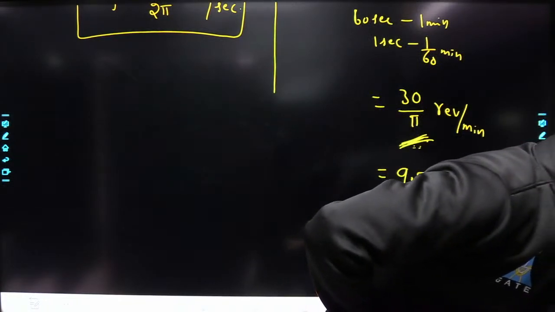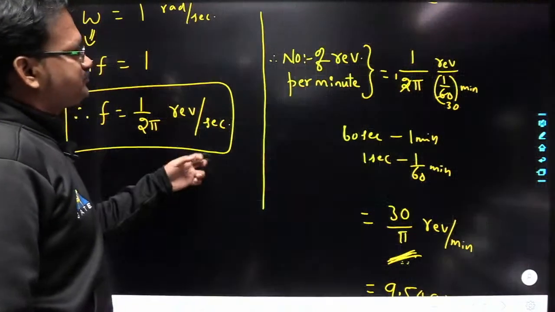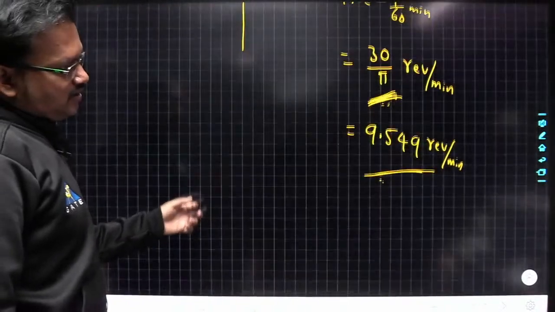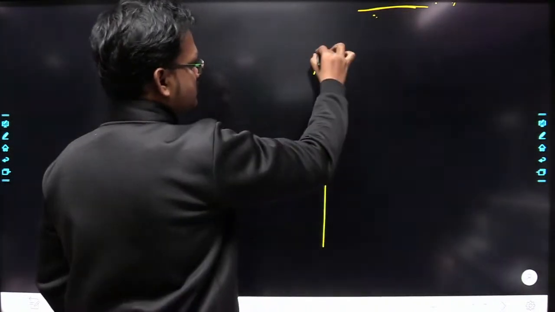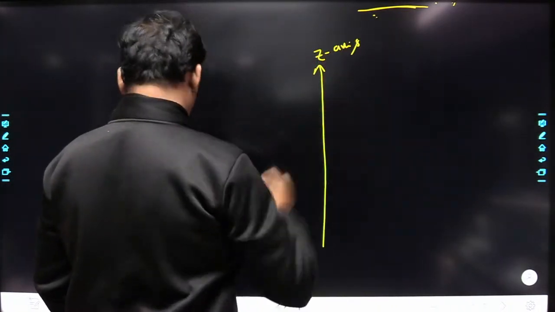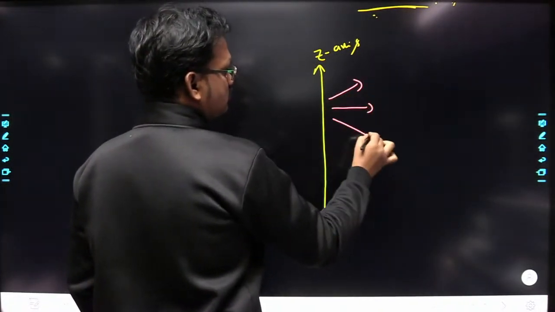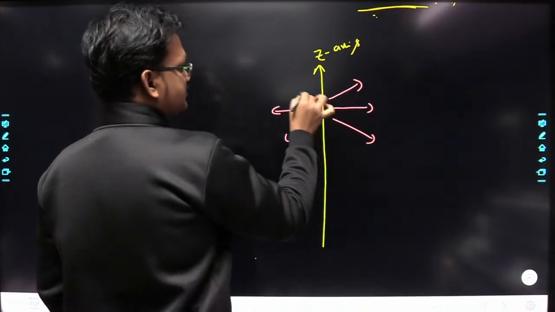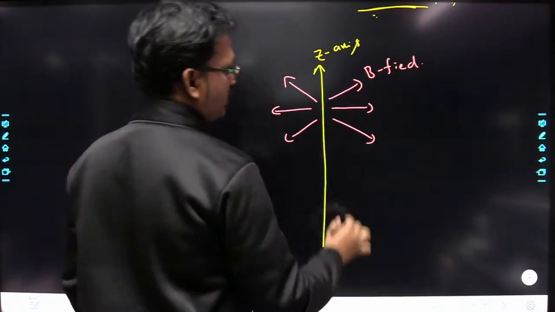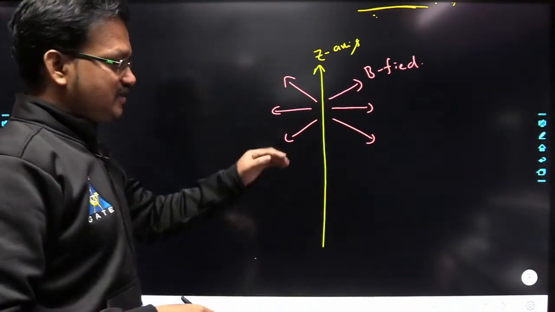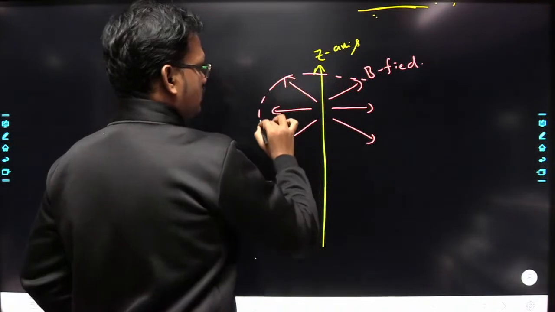Alok Kumar, repeat this one more time. See, Alok Kumar, they have given here z-axis, right? So this is z-axis, and here the B field is radially outward. So this is B field, right? That means the B field is in radial direction, that is in rho direction here. Understood? Okay. So it is just like this.